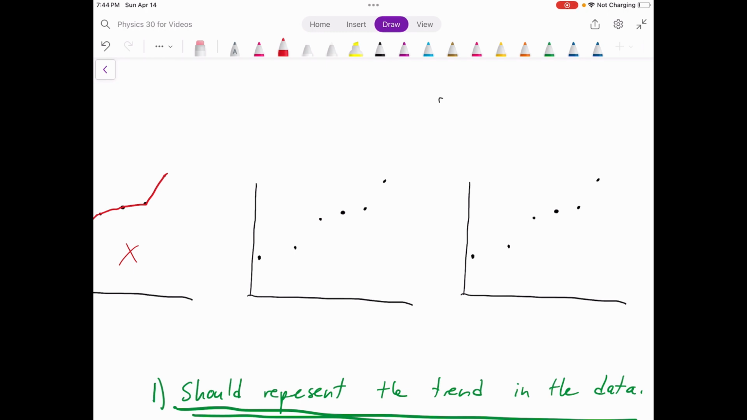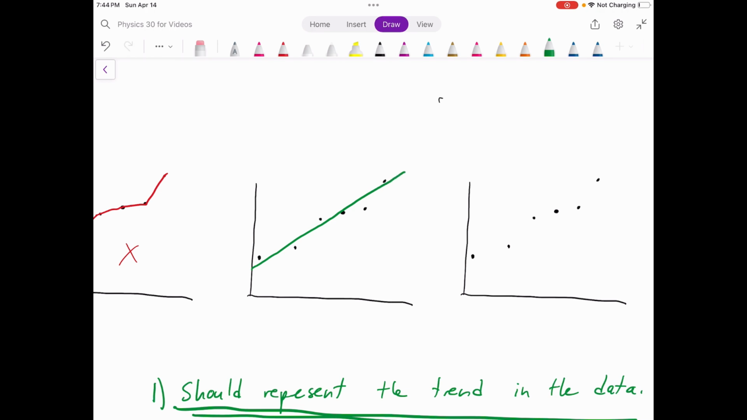But we want it to represent the trend in the data. So maybe something like that, okay? Probably could have done better, but it's pretty solid, right? Maybe I could actually have shifted it up a little bit just because there's 3 points up there. Now I've got 3 points above, 3 points below. That looks pretty good. But do you see what I mean, right? That line is just representing the trend that our data suggests, right?